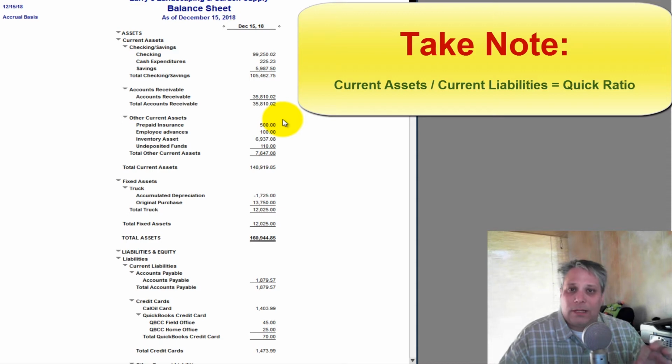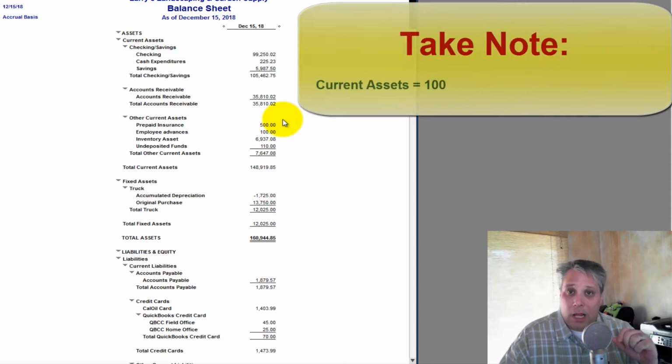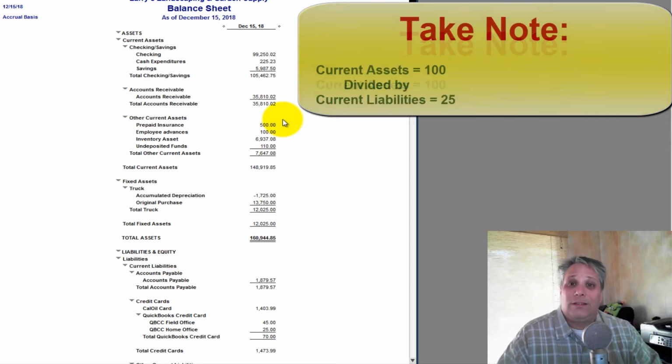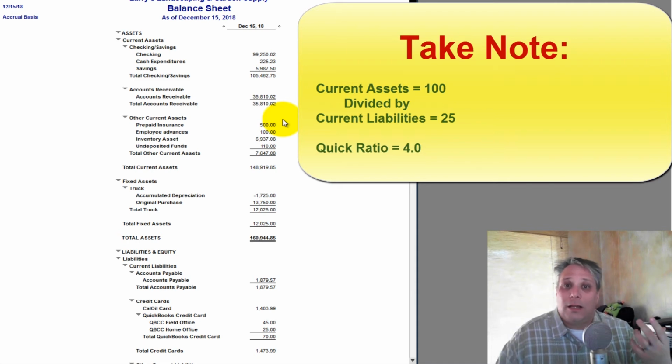Using a simple example to illustrate, let's say that my total current assets were $100. Let's say that I had liabilities of $25, current liabilities. The quick ratio would be the 100 divided by 25, which would be 4, right? Which means I have a quick ratio of 4.0. I could pay my liabilities off 4 times over if I needed to. Not that you would ever need to pay them 4 times, but the point is I have plenty of cash around if I need it to settle my current debts.